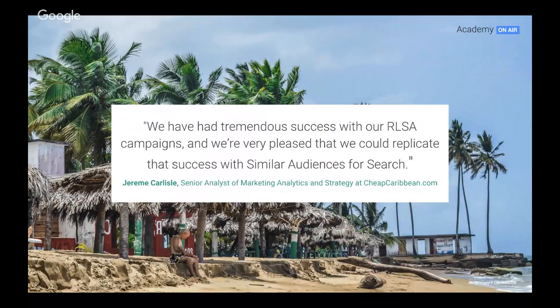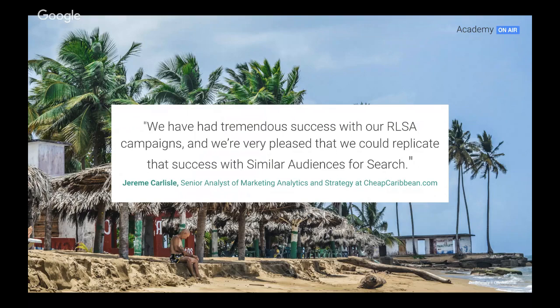And this is what they said: we had a really tremendous success with our RLSA campaigns, and we're very pleased that we could replicate that success with similar audiences for search. Again, think strategically, think holistically. Think about an audience strategy. Don't think about an RLSA strategy or a remarketing strategy or a similar audiences for search strategy. Audience is about reaching out to users that are interested in what you offer.